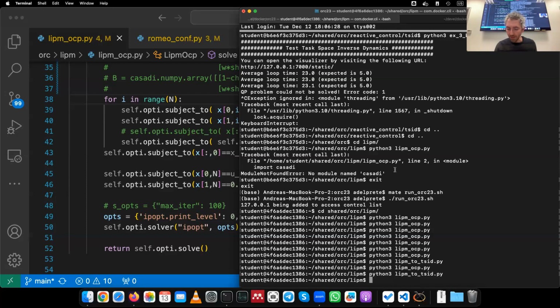So the final step would be now to take these reference trajectories for the center of mass and for the feet, import them inside a script which uses TSID to track these reference trajectories with the full body model of the robot so that we can see the robot walking inside the viewer. But since we have only 5 minutes left, I would stop here for today and we can do the final step on Friday.